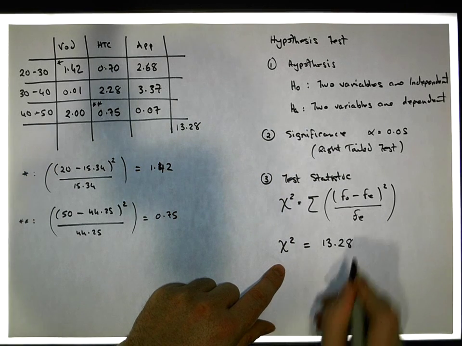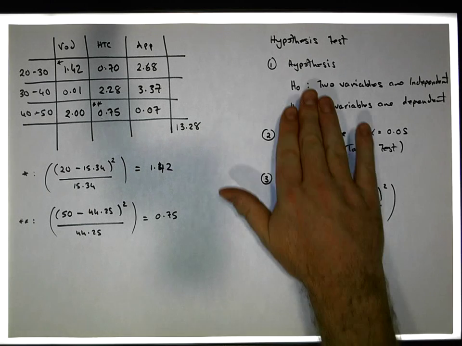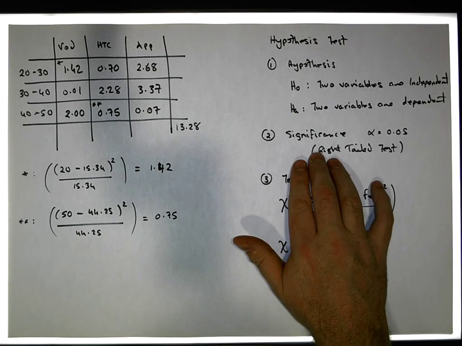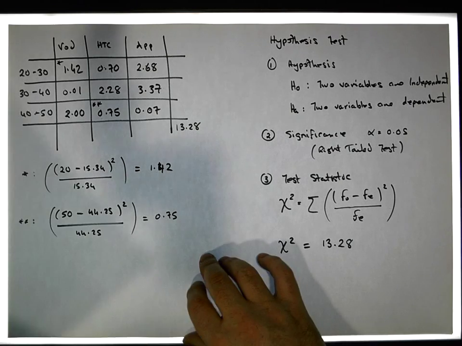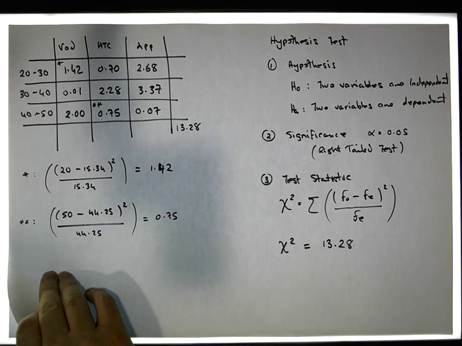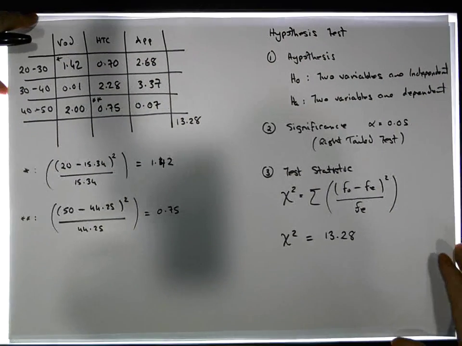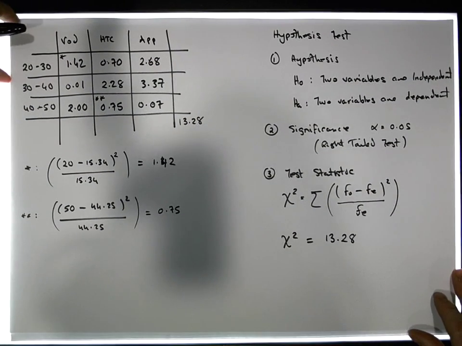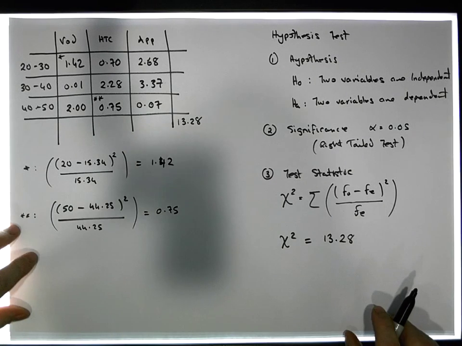Okay, so we're nearly there now. We've just got one or two things left to do. What we've calculated so far is that we've defined our hypothesis, we've defined our significance level, and we've calculated our test statistic. What's left to do now is calculate our critical values.